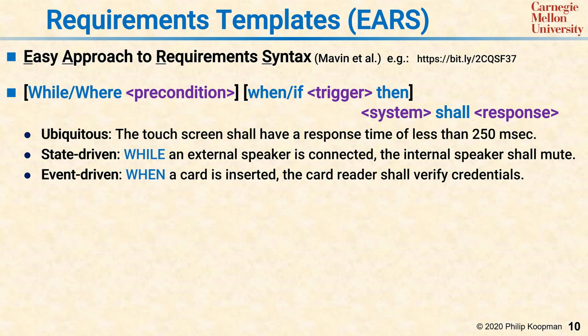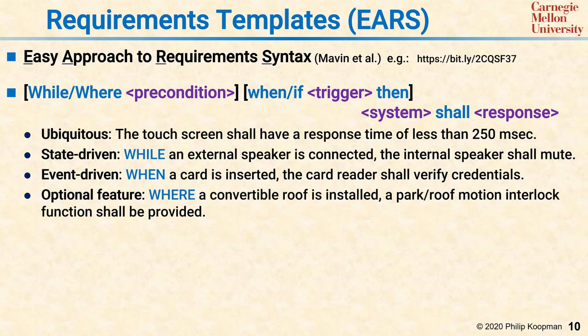There's the optional feature pattern, where a convertible roof is installed, a park roof motion interlock function shall be provided. Rationale: that way the roof doesn't tear off when the car starts driving down the street. In this case, the where keyword is intended to mean there's a feature or component that might or might not be in the system, but if it's there, this requirement applies.